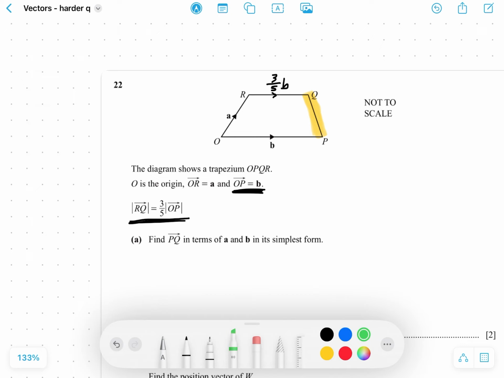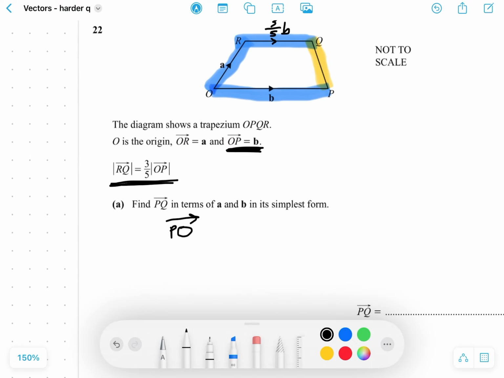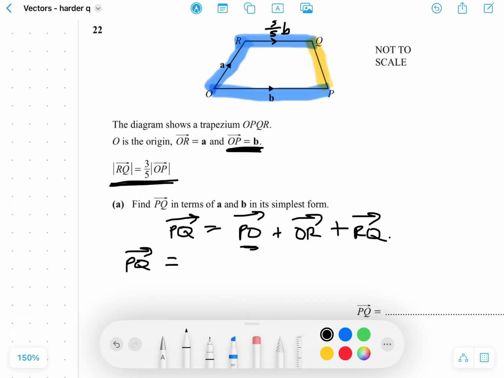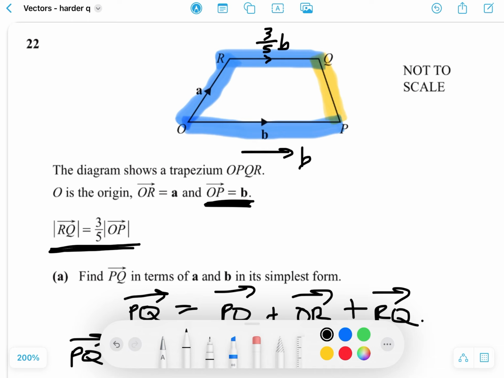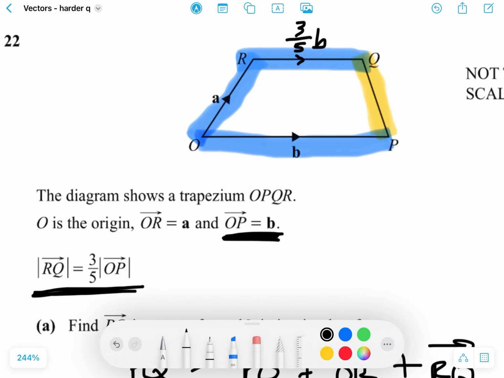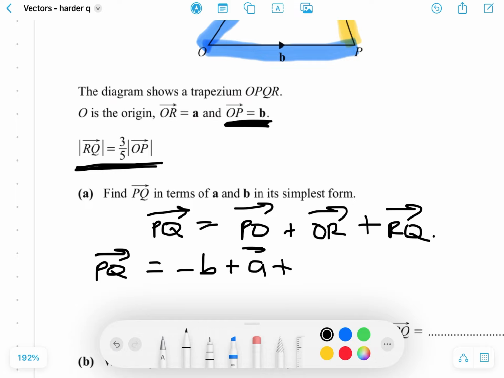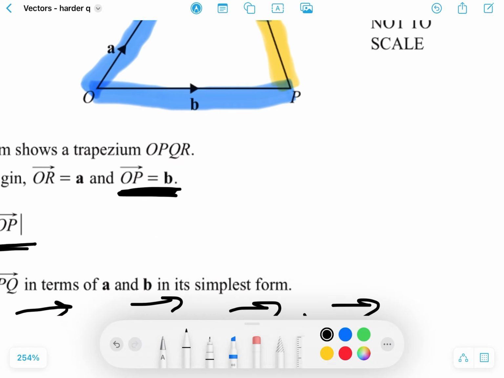we need to, with the information that we're given, firstly go from P to O, and then O to R, and then R to Q. So essentially, PQ is equal to P to O plus O to R plus R to Q. So PQ is equal to PO is negative B, because since O to P is B, but if we're going in the opposite direction, it's negative B. And then O to R we're already given as A, so minus B plus A. And then R to Q, we just worked out R to Q is 3/5B.